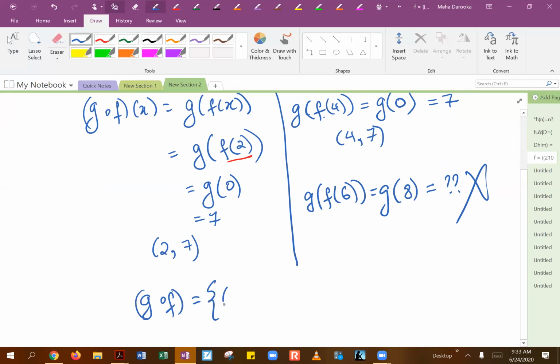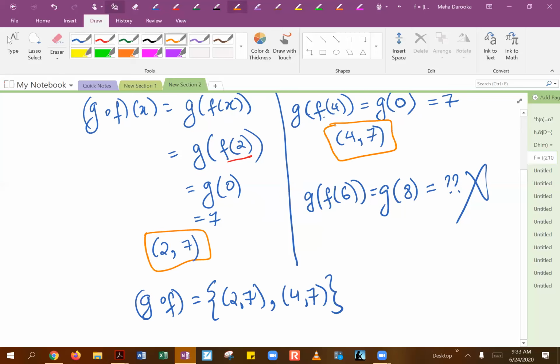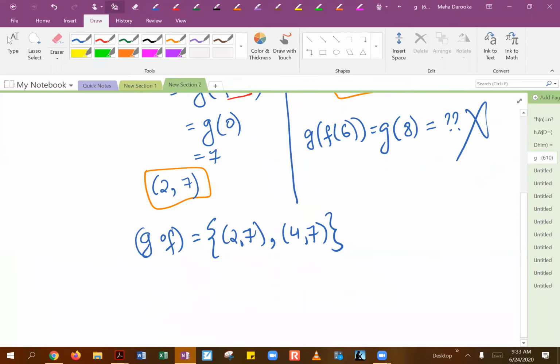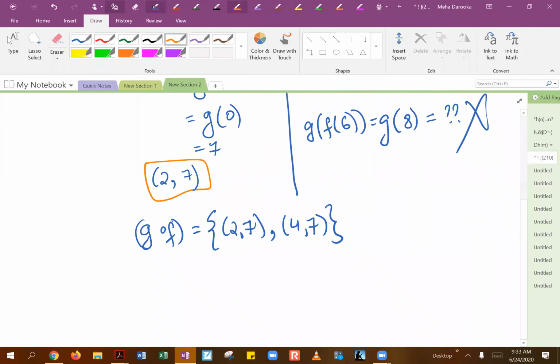So our composition for the g of f function is going to have your two ordered pairs, which are 2, 7 and 4, 7. So that's going to be your composition. Just using these two ordered pairs will give you the composition for g of f. So what can we say about the domain for this composition function then?